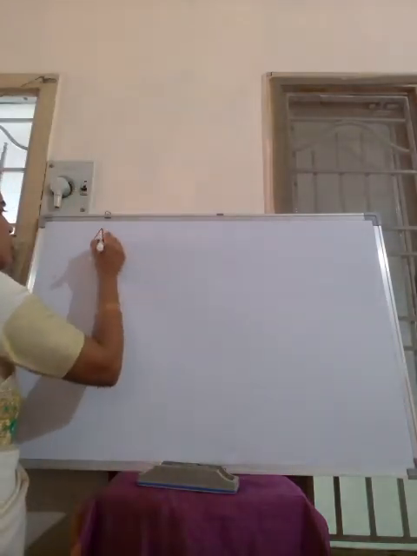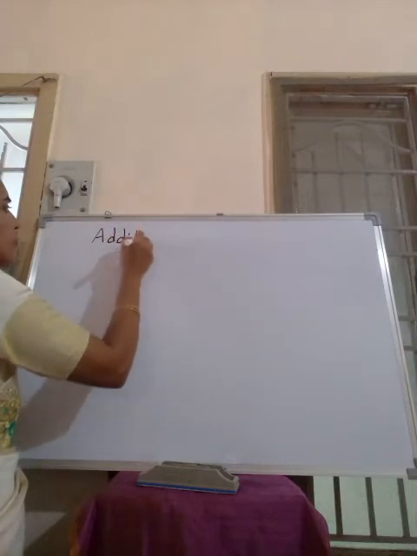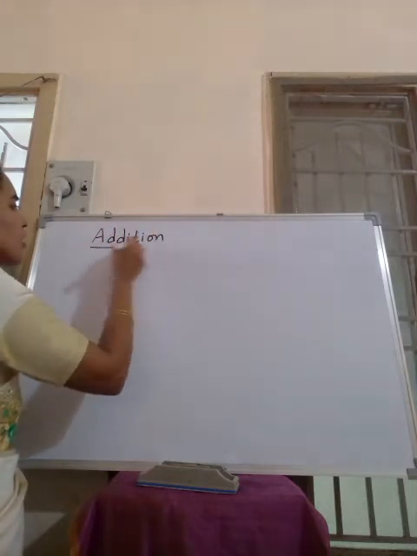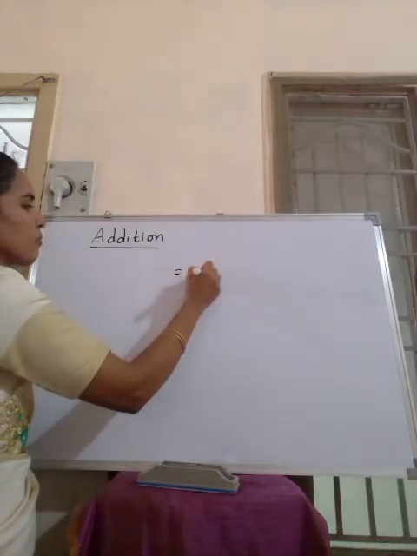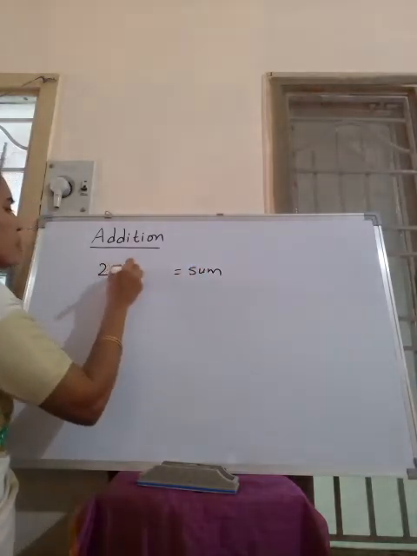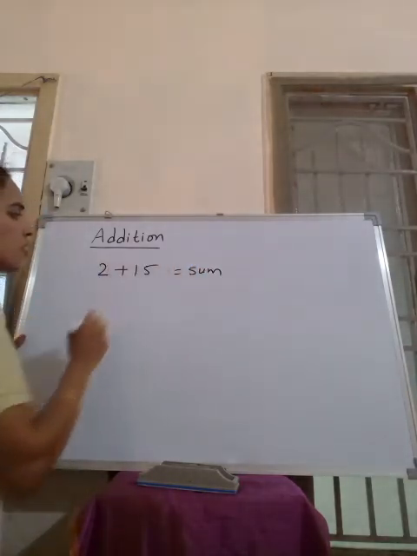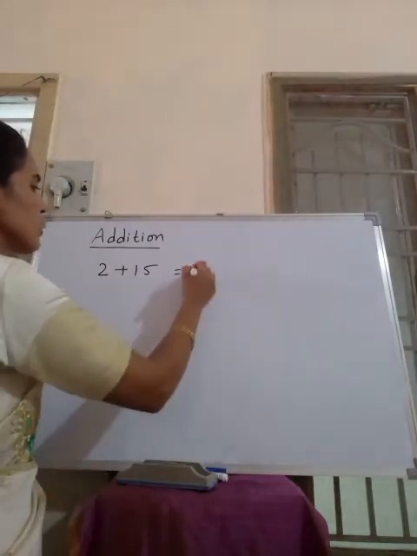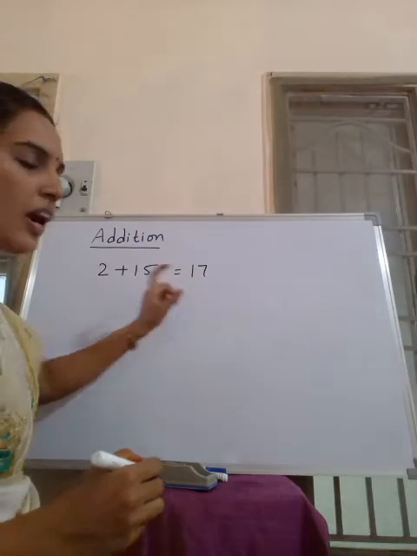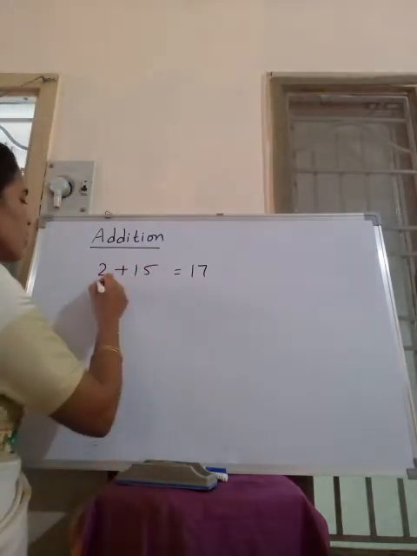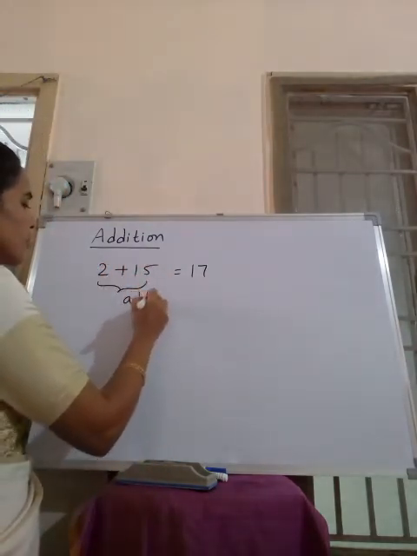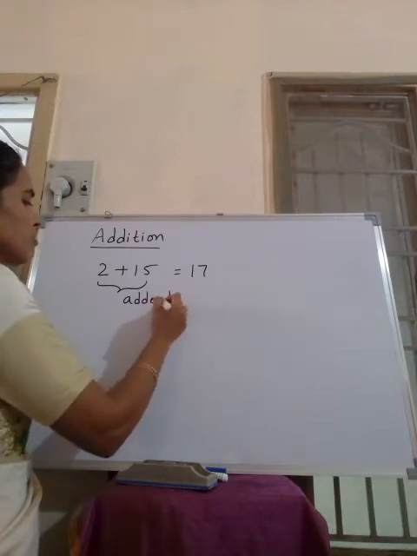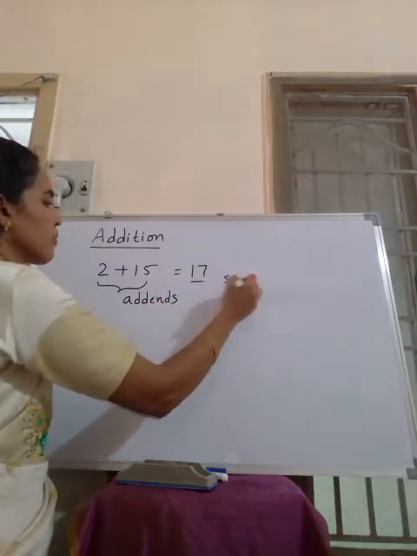Now, the answer of addition we call the sum. For example, 2 plus 15 is equal to 17. We call 17 the sum, and 2 and 15 are both called addends.